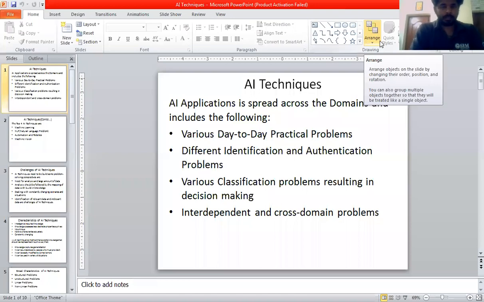Good evening. I'm just going to discuss the topic of AI techniques. Before going to the AI techniques, I'm going to briefly tell about artificial intelligence. What is meant by artificial intelligence?